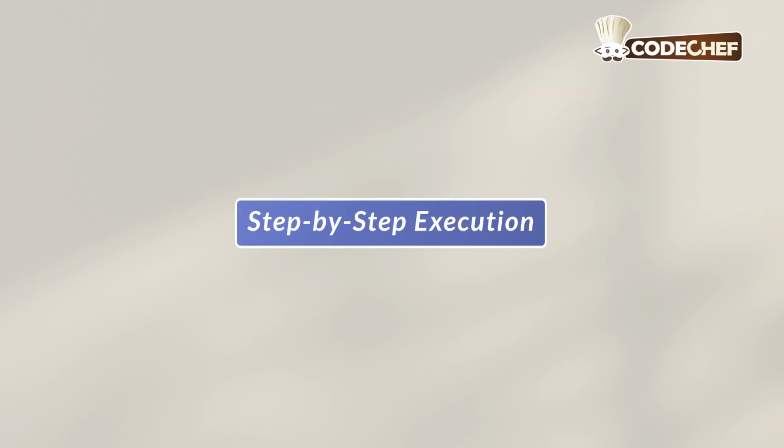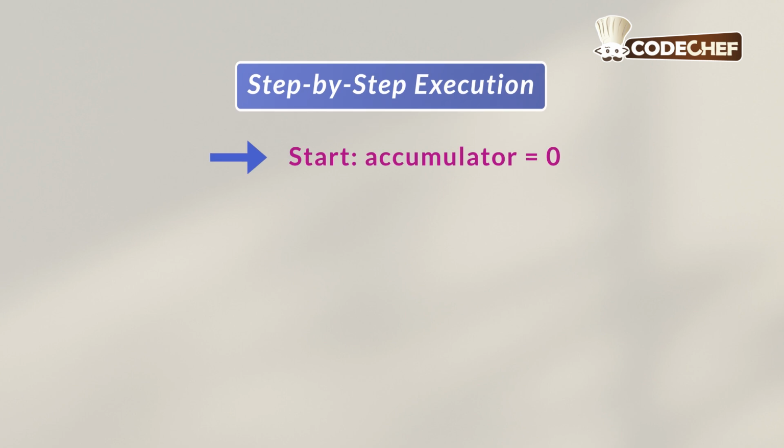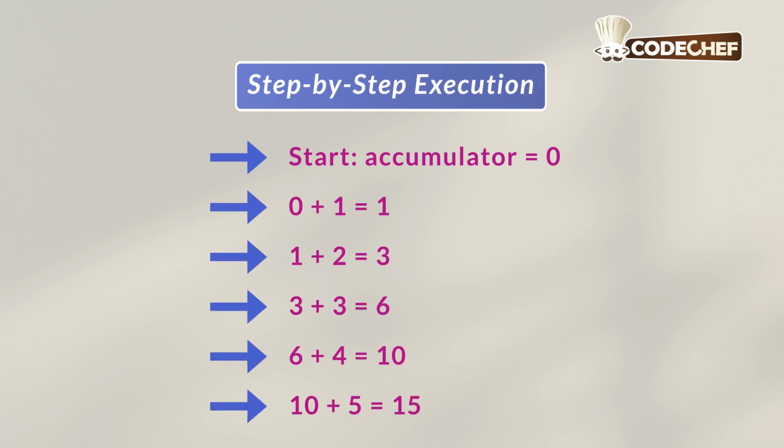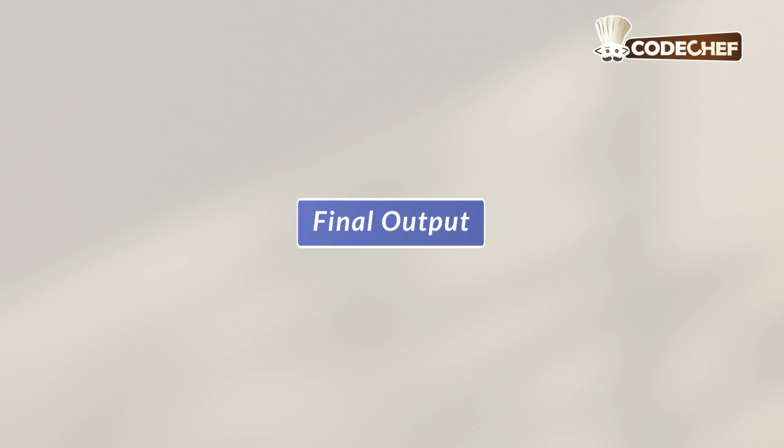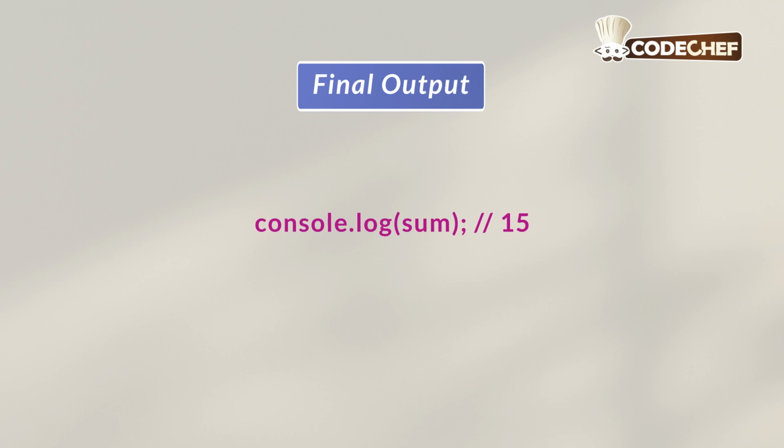So let's walk through how this works internally. The accumulator starts at 0. JavaScript adds each number to it one by one, and the accumulator keeps updating. After the last element, the reduce method returns the final value, which is 15. Once the array finishes processing, the reduce method returns the final accumulator value. In this case, the result stored in sum is 15.